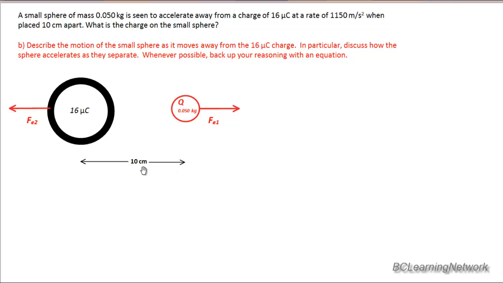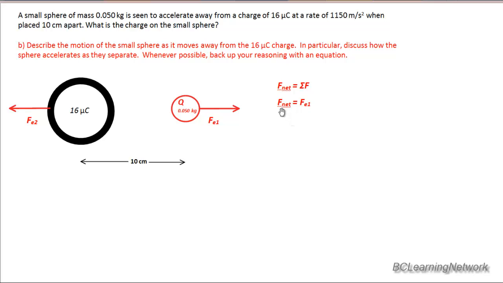So initially we're 10 centimeters apart, and the only force we're worried about acting on this charge is Fe1, the force of repulsion between these two. Since that's the only force, that is my net force. So I can write my equation of motion as follows. F net is, as usual, the sum of the forces parallel to the motion. For the object on the right, there is only one force we're worried about, so my net force, or unbalanced force, is provided by Fe1. There are no other forces, so that's it.